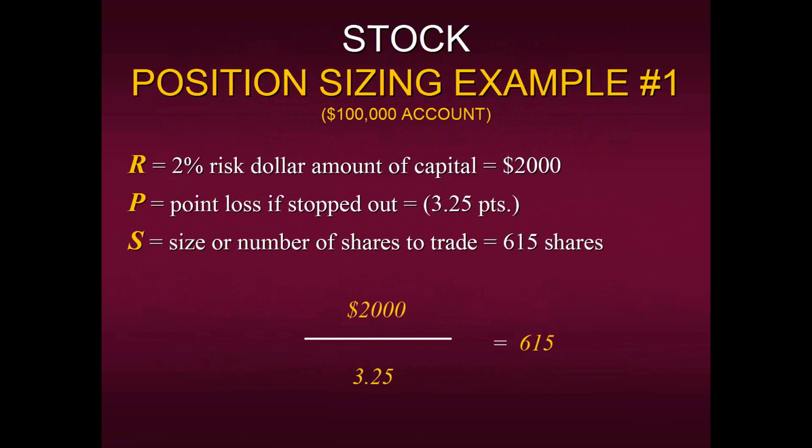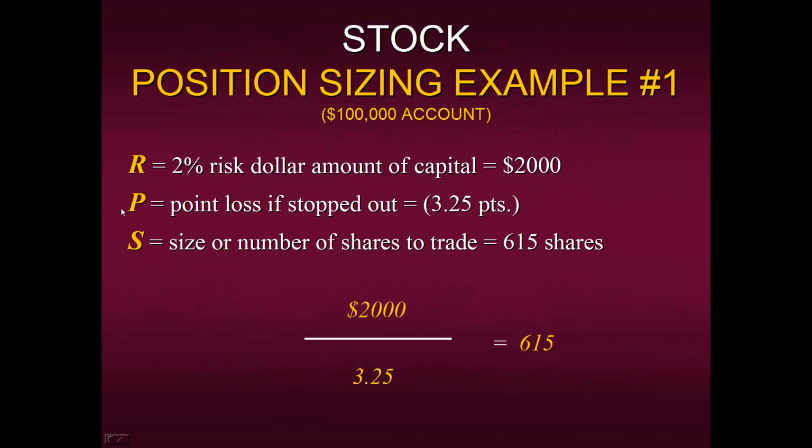Let's use a hypothetical account. Let's say you're lucky enough to have a $100,000 account. And this is position sizing example number 1 for stocks. Let's say you have a $100,000 account. Okay, R equals 2% of that. So that's the dollar amount you're going to be risking. So 2% of 100,000 is what? It's $2,000. So as you can see, R equals $2,000.